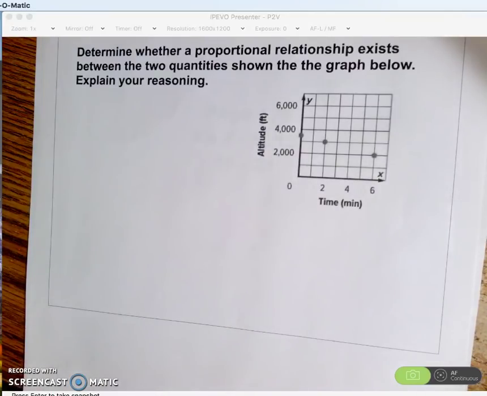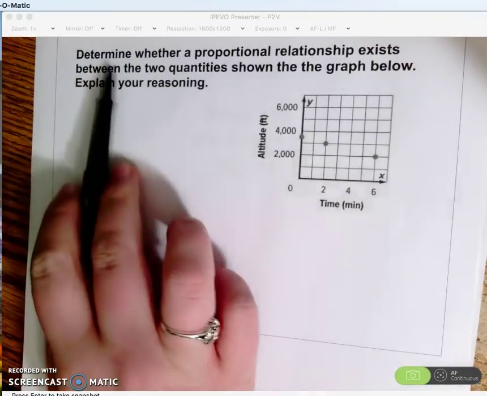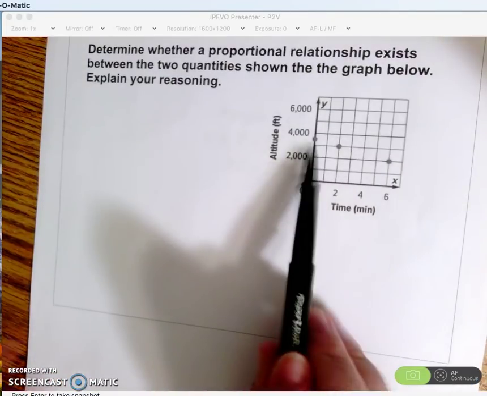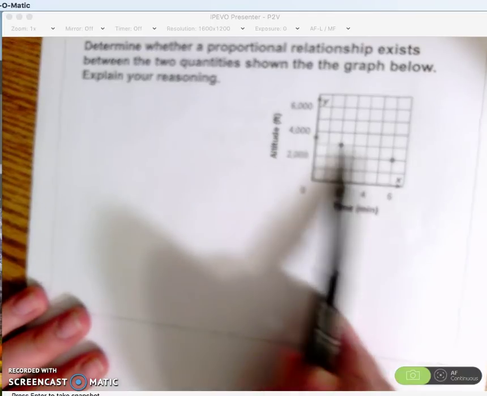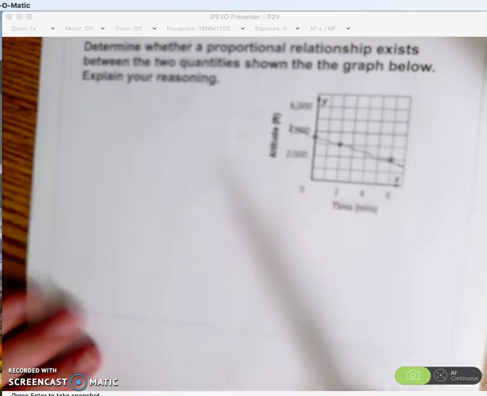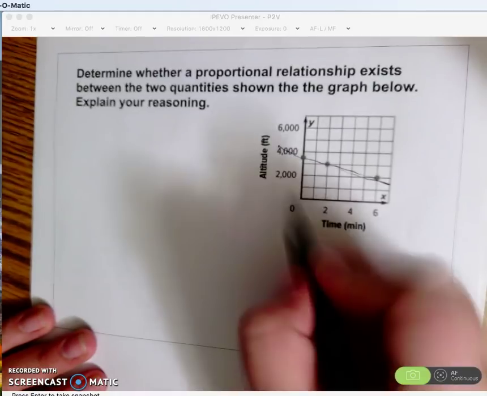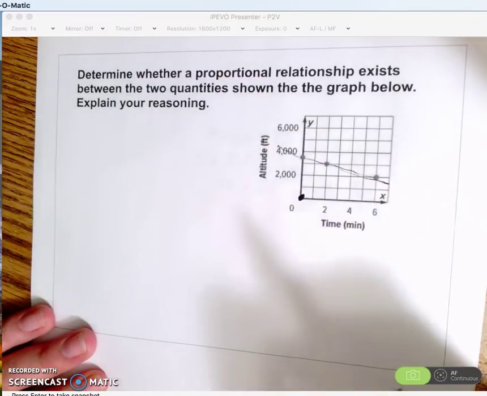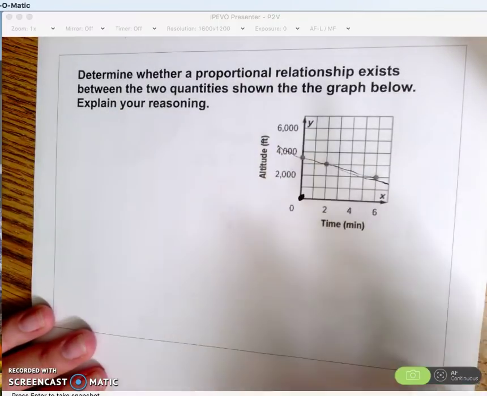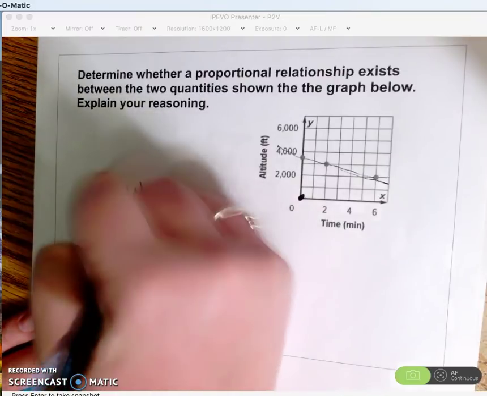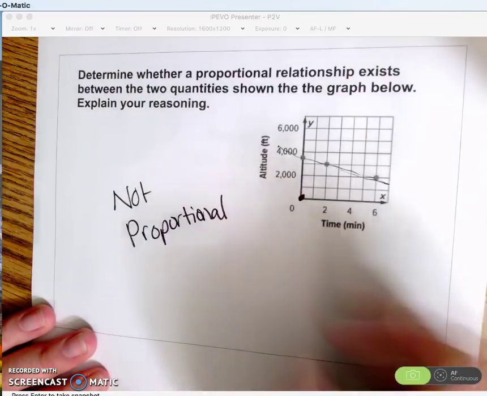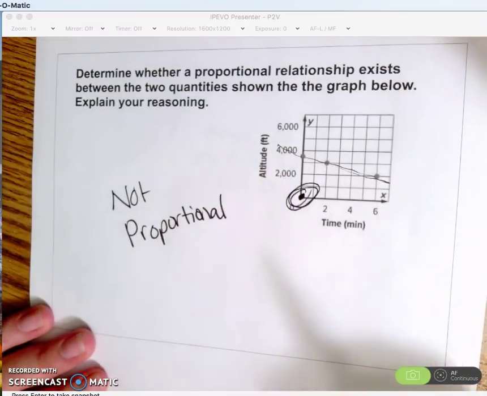Okay, this one is kind of easy. It's going to say determine whether the proportional relationship exists. Right away, looking at these points right here, it doesn't go through the origin. Remember, this line has to go through the origin, so therefore it's not proportional because it does not go through this point right here. No work needs to be shown.